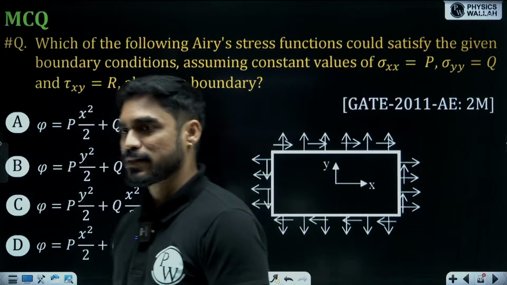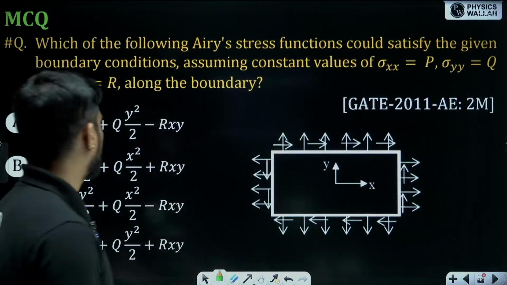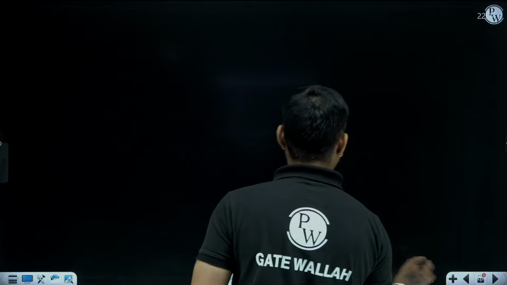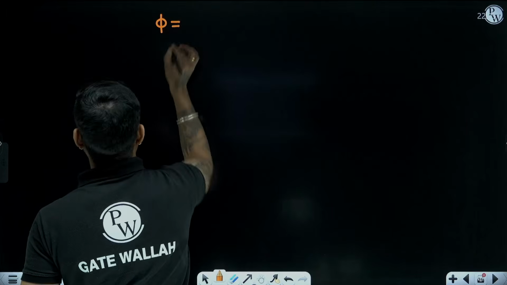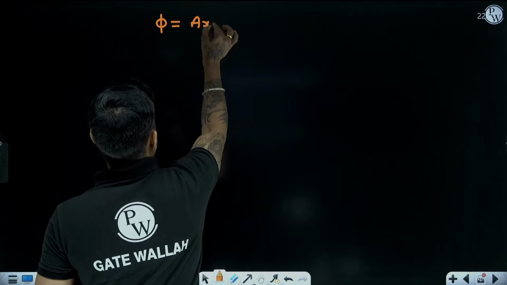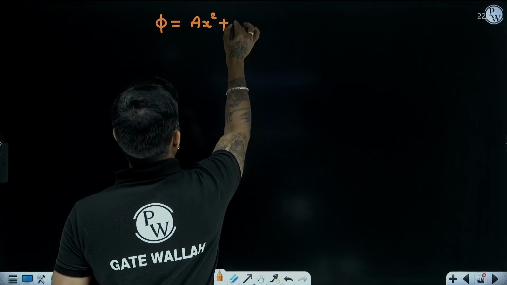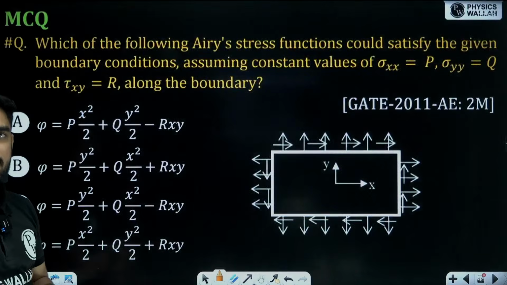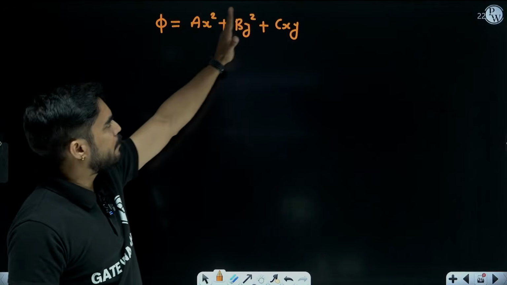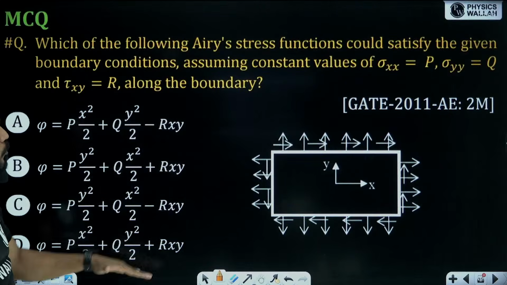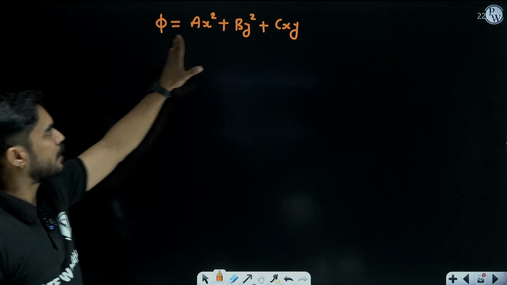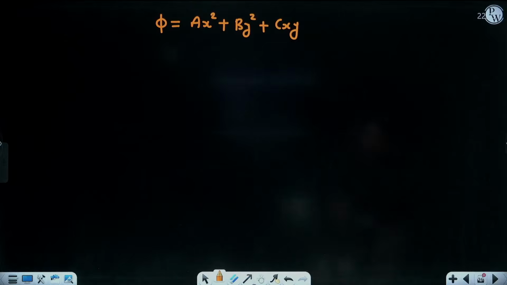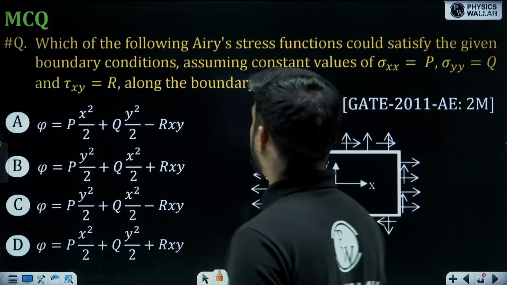Or what you can do is choose an arbitrary function of phi. See, all these are in terms of x and y, ax square plus by square plus cxy, right? Now we just need to find the values of a, b and c. Looking at these four options, I can say that phi is in this form, ax square plus by square plus cxy. We need to just find the values of a, b and c.